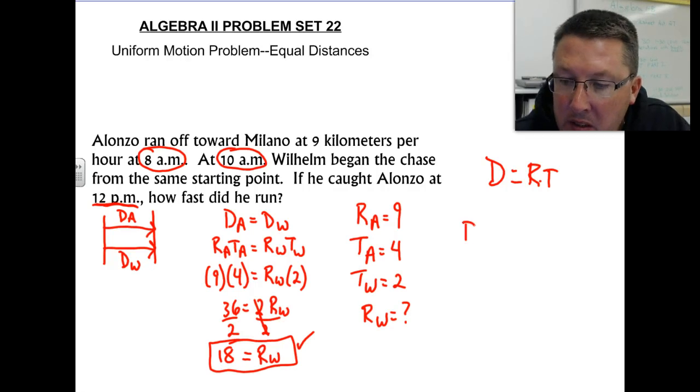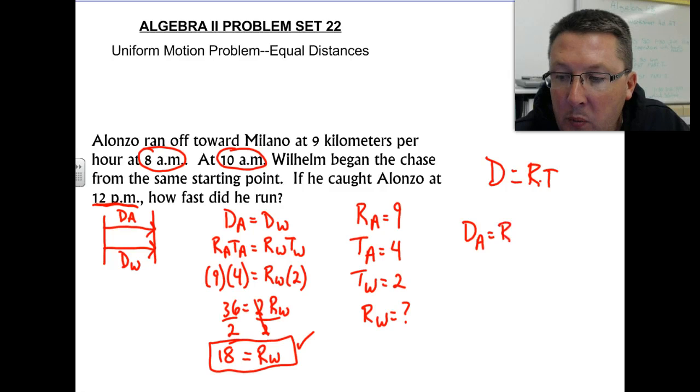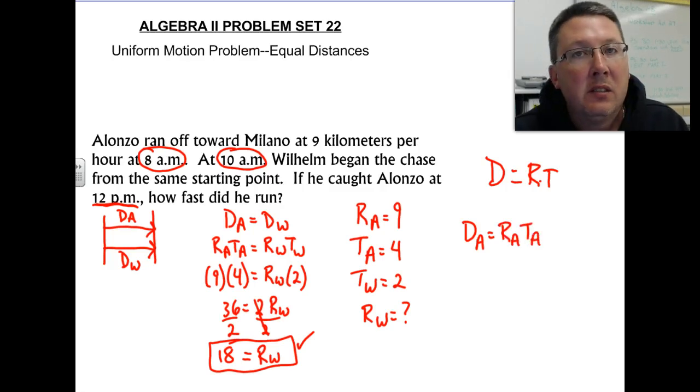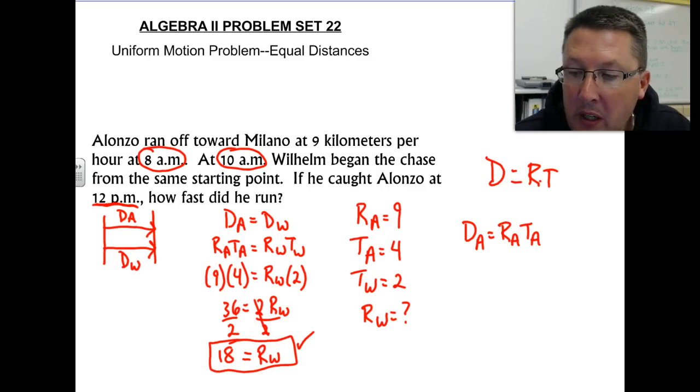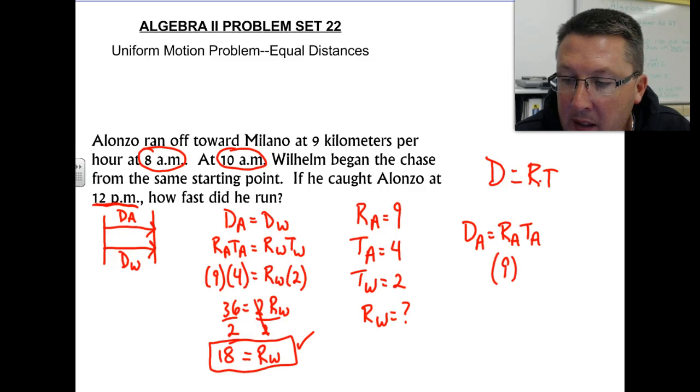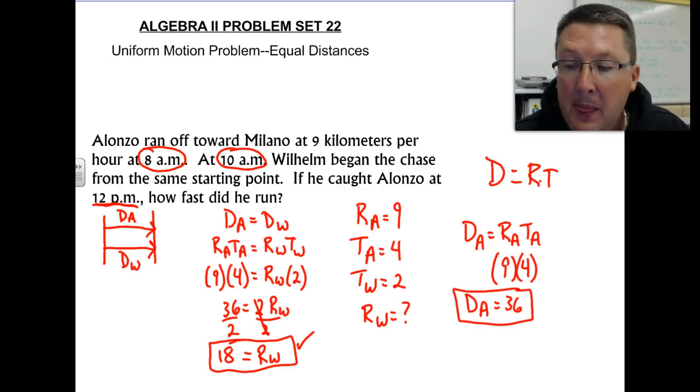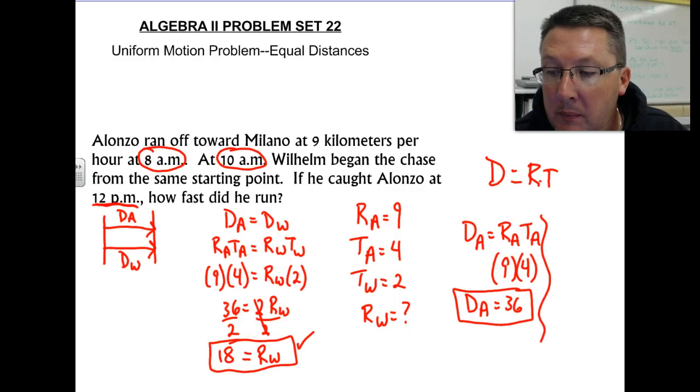So if I want to know distance, say distance for Alonzo, I need to know the rate Alonzo times time Alonzo. So if it ever asks the distance, I go back now and I pair up what I have. The rate for Alonzo was 9, time for Alonzo was 4, so his distance was 36 kilometers.